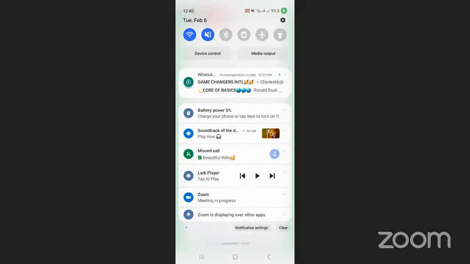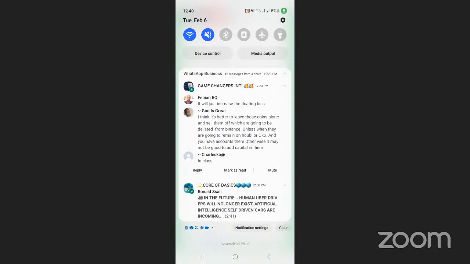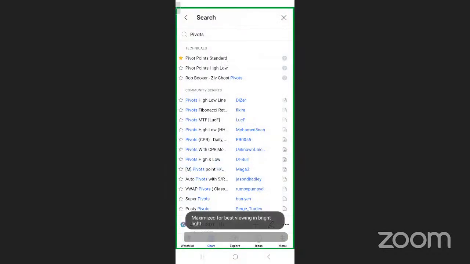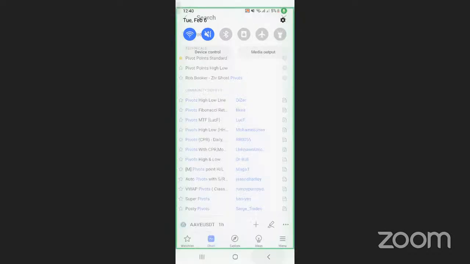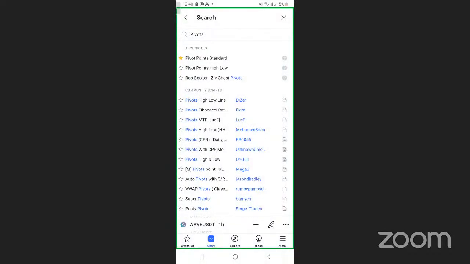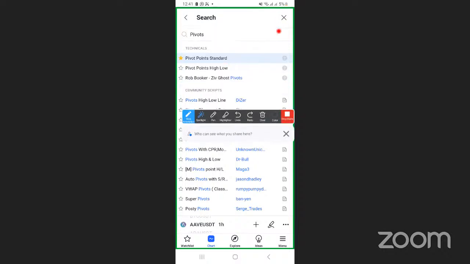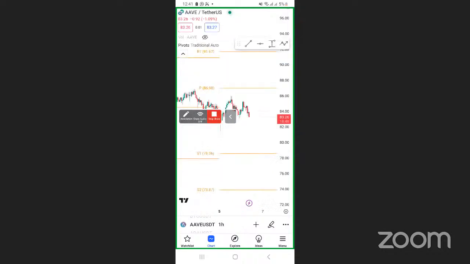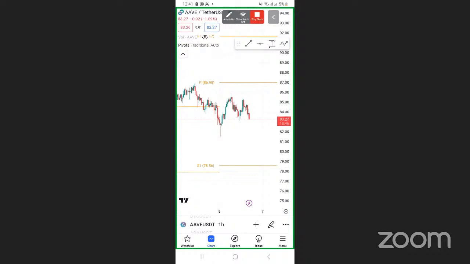I just need to increase the brightness of my screen so that you can see me clearly. Okay, I want to tap Pivot Points Standard just once. When you see that bluish highlight, it means it has been added. So I just click on this star up here, so that I can remove this and then see what's new on my screen.